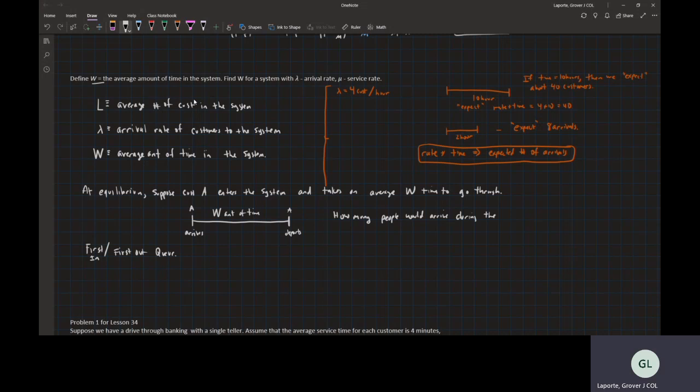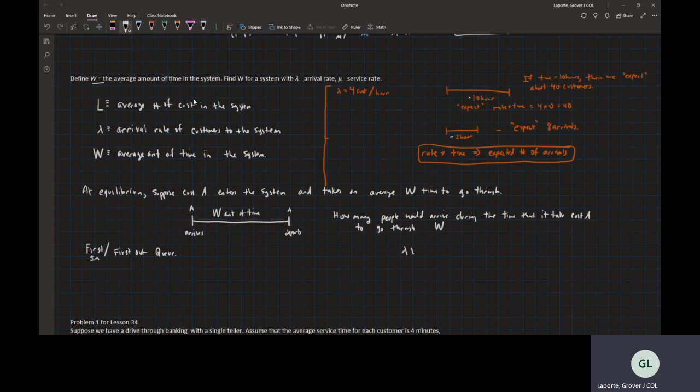during, and we'll use hours? Again, this could be any time period. We'll just say hours because of our example above. How many people or customers or whatever you want to call it, forklifts, would arrive during the time that it takes customer A to go through? And remember, the amount of time is on average W. Up here we had 2 hours and 10 hours, but in this case, we have W.